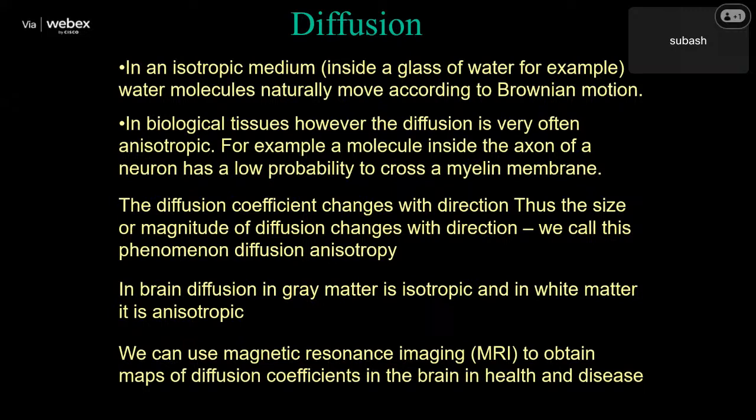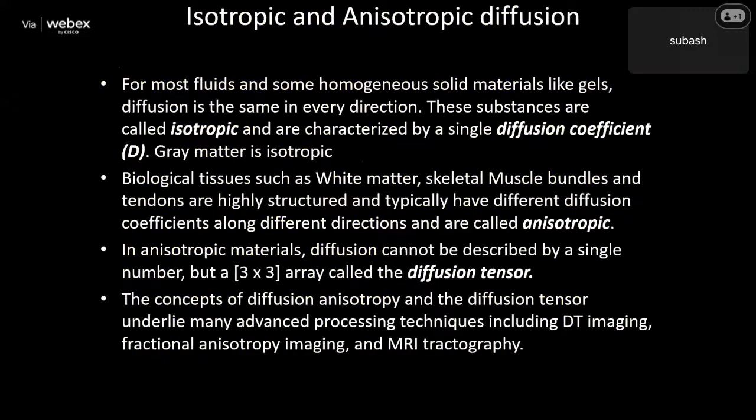In the brain, since most of our work is on brain, if you look at the brain tissues, the gray matter has isotropic diffusion, while the white matter fiber tracts are anisotropic. That is a beauty. That's why you are able to generate these maps of white matter fiber tracts, which are very important in studying the disease process. For most fluids and some homogeneous solid materials like gels, diffusion is the same in every direction. We discussed this.